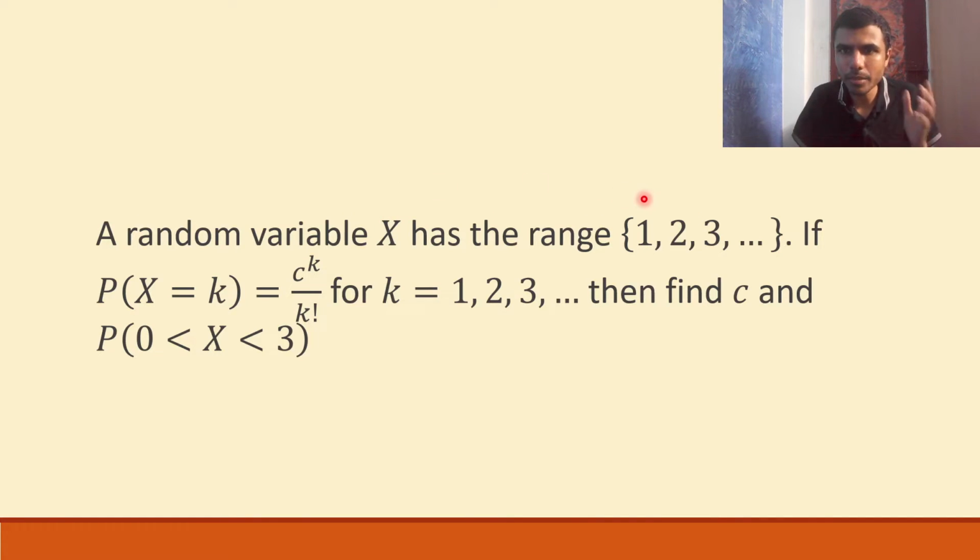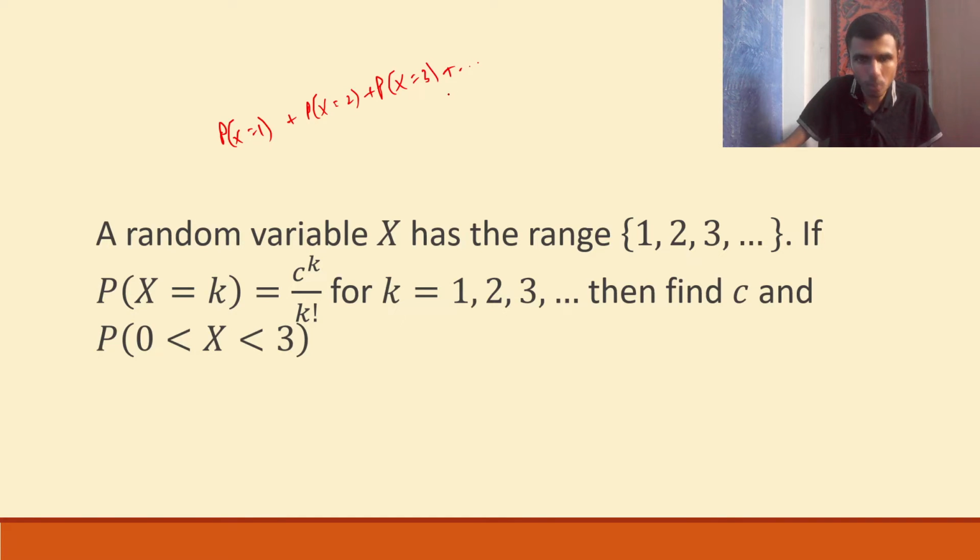So capital X can be 1, capital X can be 2, capital X can be 3 and so on. That means the probability that X is 1, plus the probability that X is 2, plus the probability that X equals 3, and so on, the sum of these probabilities has to be equal to 1. That's what I'm going to use. You will see a sigma. So the sum of all the probabilities is 1. Let's get started.